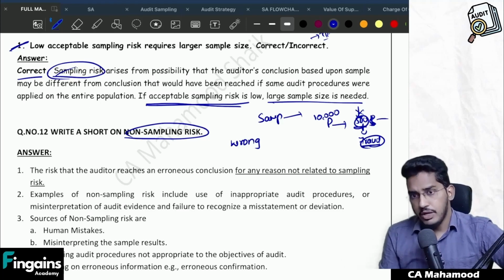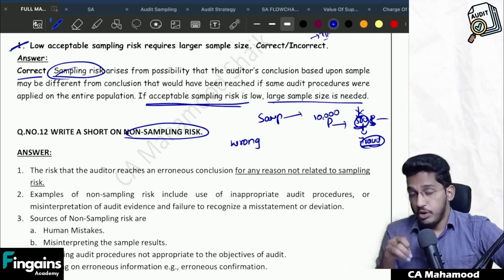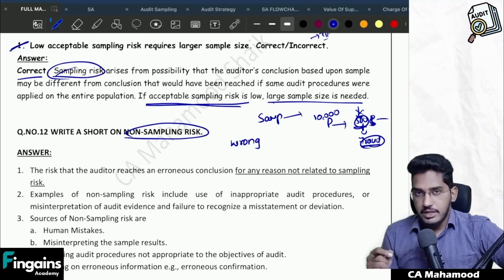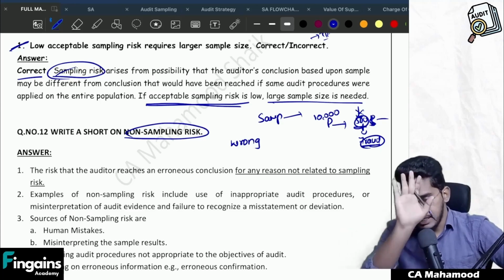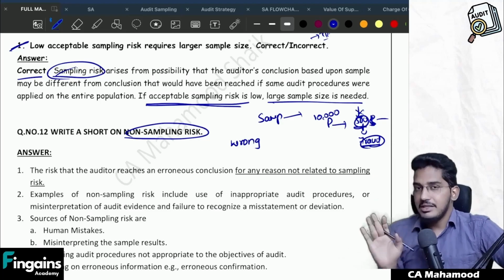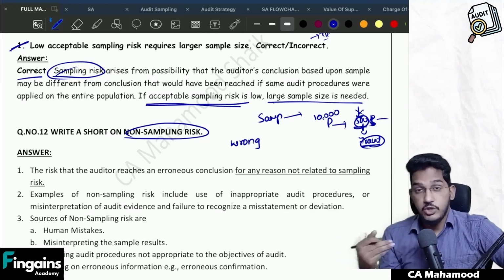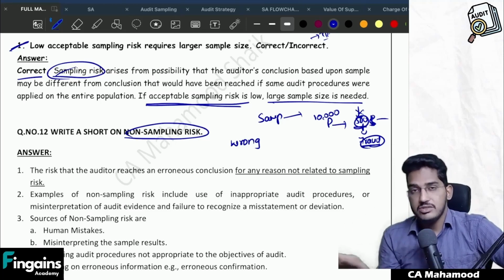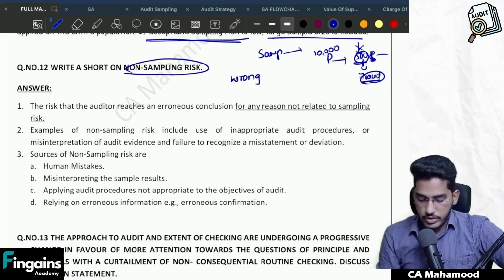No, in your sample, fraud items are there, but still I am unable to detect it. Why? Because I did not do my work properly. Human errors, unable to perform proper audit procedures, or wrongly interpreting the audit evidences. So like this, if your opinion goes wrong by any reason other than sampling, your sample is correct only. You have selected an appropriate sample. Misstatements are there in the sample, but still you are unable to identify them. Why? Because of human errors. Because you are a lazy fellow. You did not analyze the evidence properly. You interpreted the evidences wrongly. Those reasons we are going to call non-sampling risk. That's it guys. Nothing else to elaborate here.